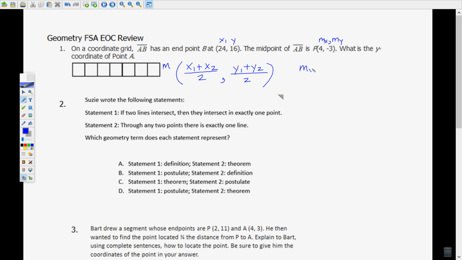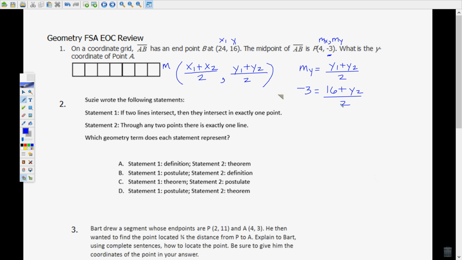You're looking for the midpoint y. So you're going to use (y1 + y2) divided by 2. So what is your midpoint y? It's -3. It's equal to your y1, which was over here, 16, plus your y sub 2, we don't know, and then divide by 2. Now we have a simple algebra problem here.